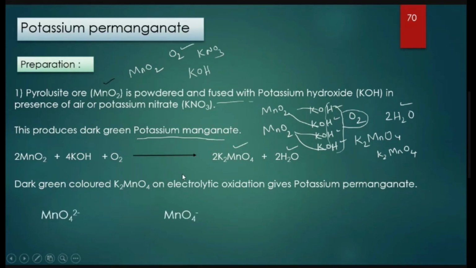So here you can see, we have taken only the anionic part, that is MnO4 2 minus, the manganate ion, which on electrolytic oxidation gives what? It gives permanganate ion. So that leads to the formation of potassium permanganate. So this process is important for 3 marks.